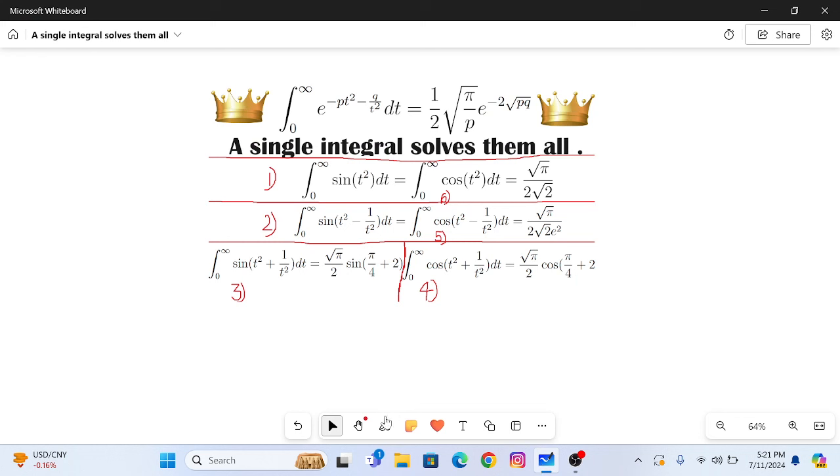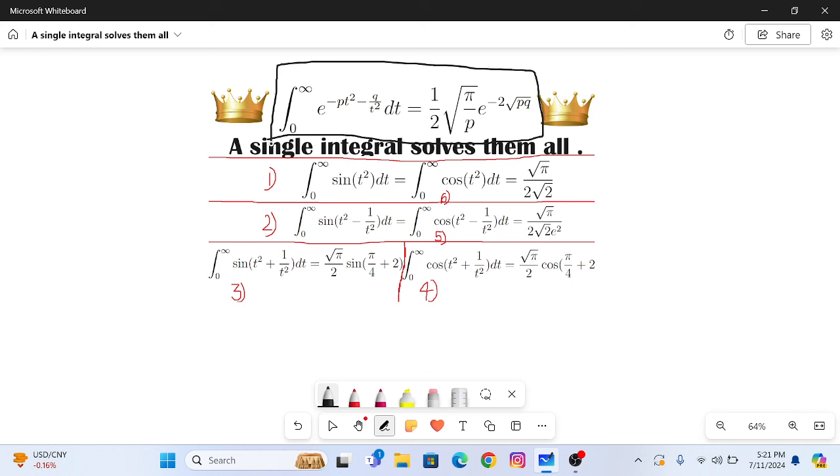A single integral solves them all. So over here I have a king integral at the top of the screen, which when I solve it, all the 6 integrals that are over here in the bottom will be automatically solved. First of all, let me show you how this integral can solve the other ones, and then at last we will solve this integral. Okay, let me do it.